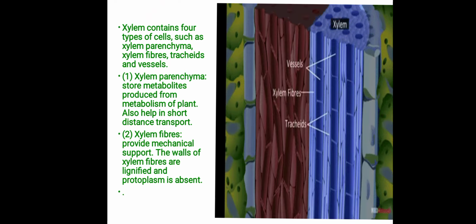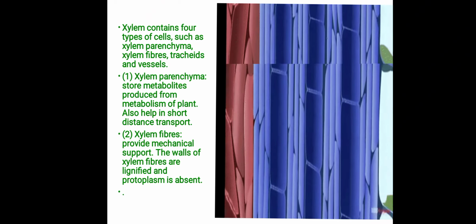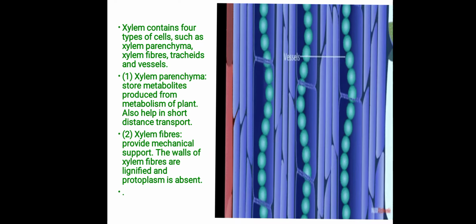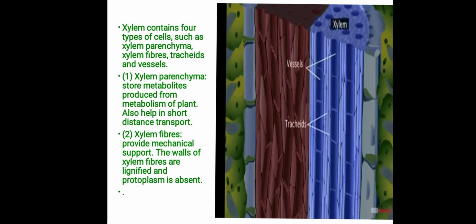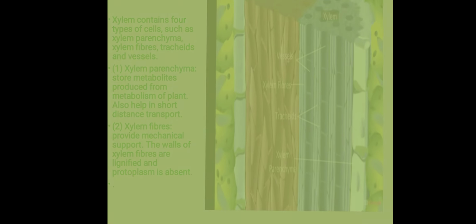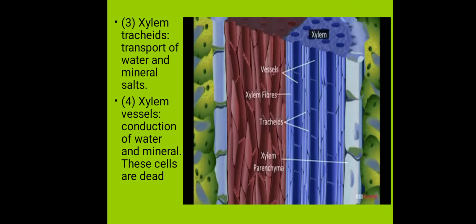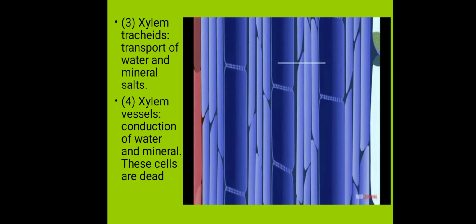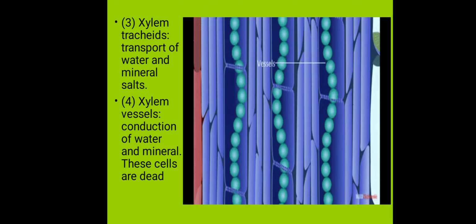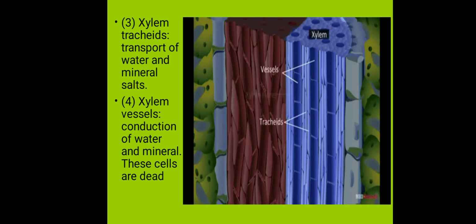Next we have xylem fibers. It helps to provide mechanical support. The walls of the xylem fibers are lignified and protoplasm is absent. Next we have xylem tracheids. It helps in transport of water and minerals and salts.